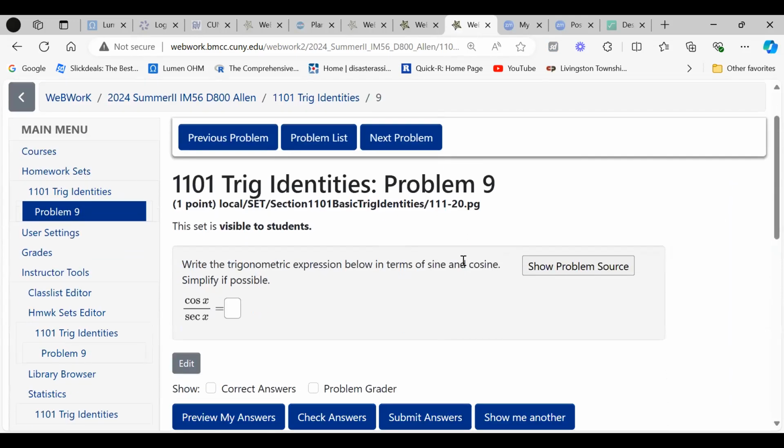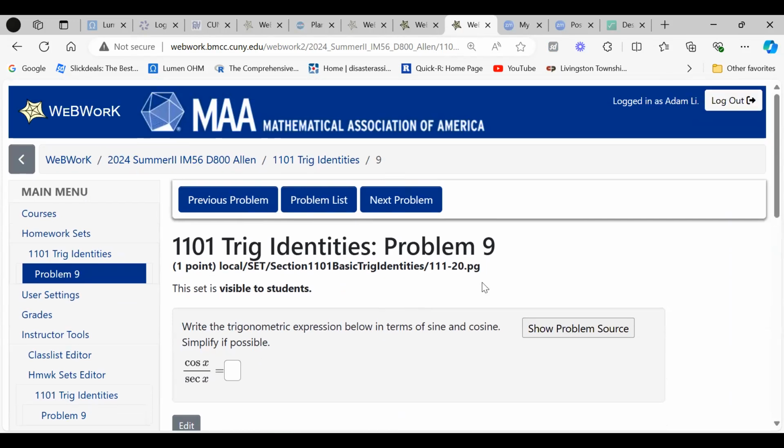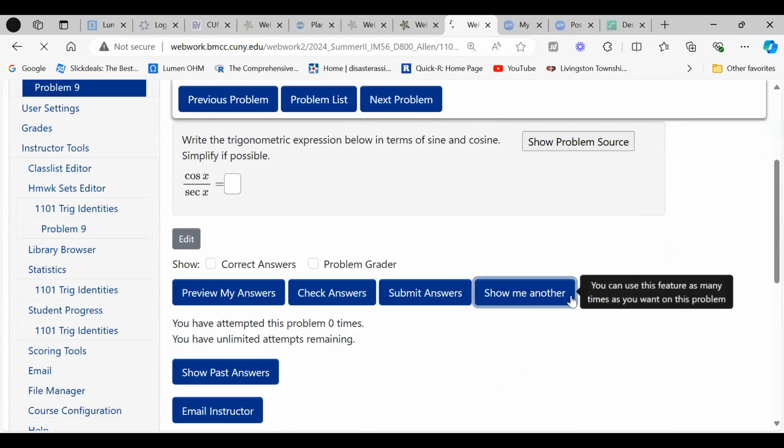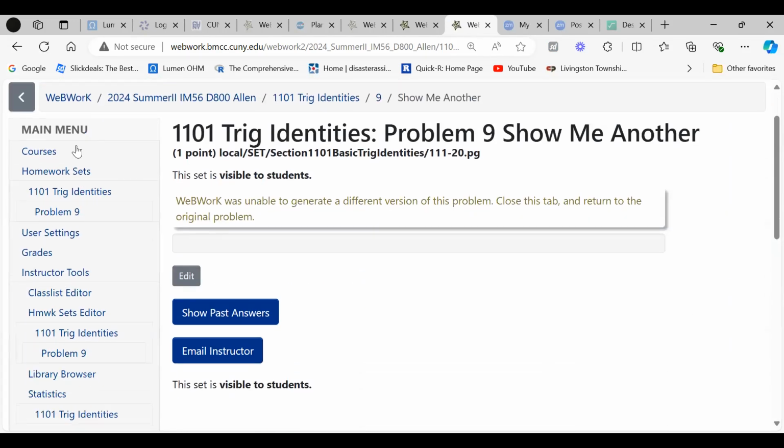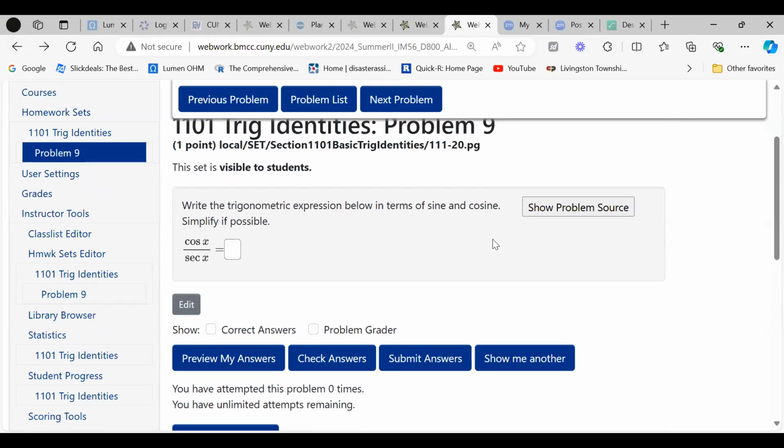All right, so let's look at question 9. Simply simplify this: cosine x over secant x.